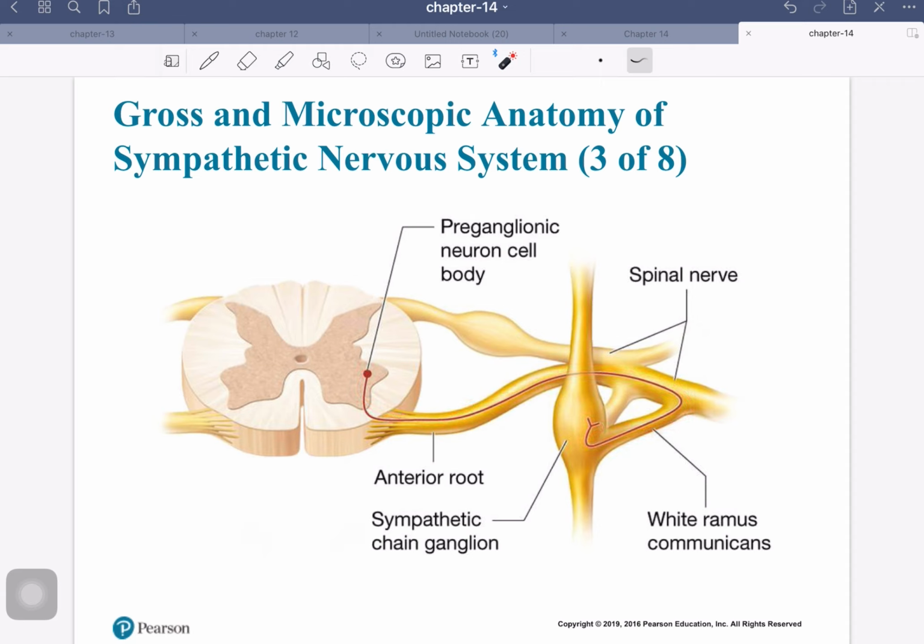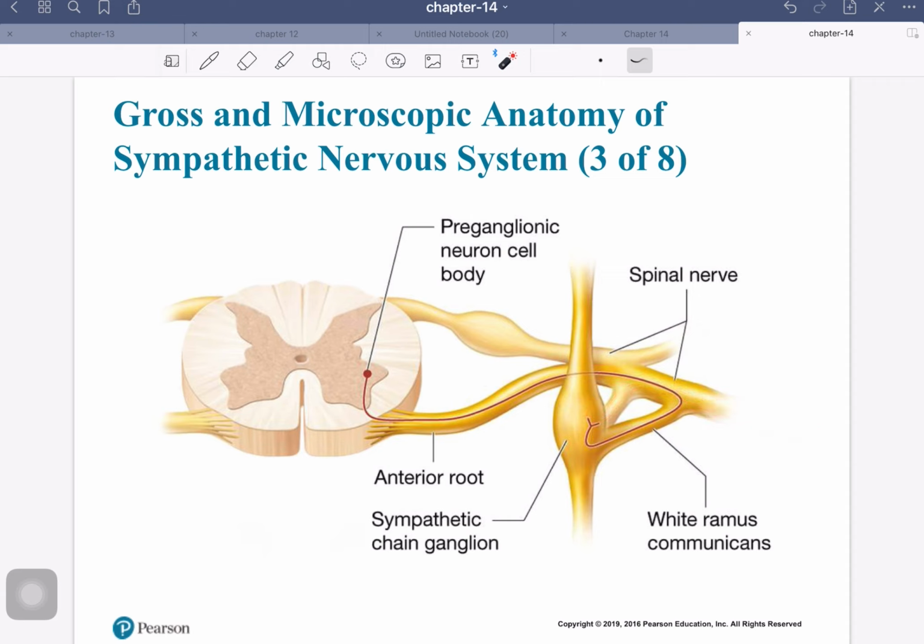What we're soon going to see is that at this point it has a choice. It could come in, it could synapse at this point, and then it takes another ramp and re-enters the spinal nerve to head to its target. And of course, at this point, it would be a postsynaptic neuron, right? So it'd be a postganglionic neuron.